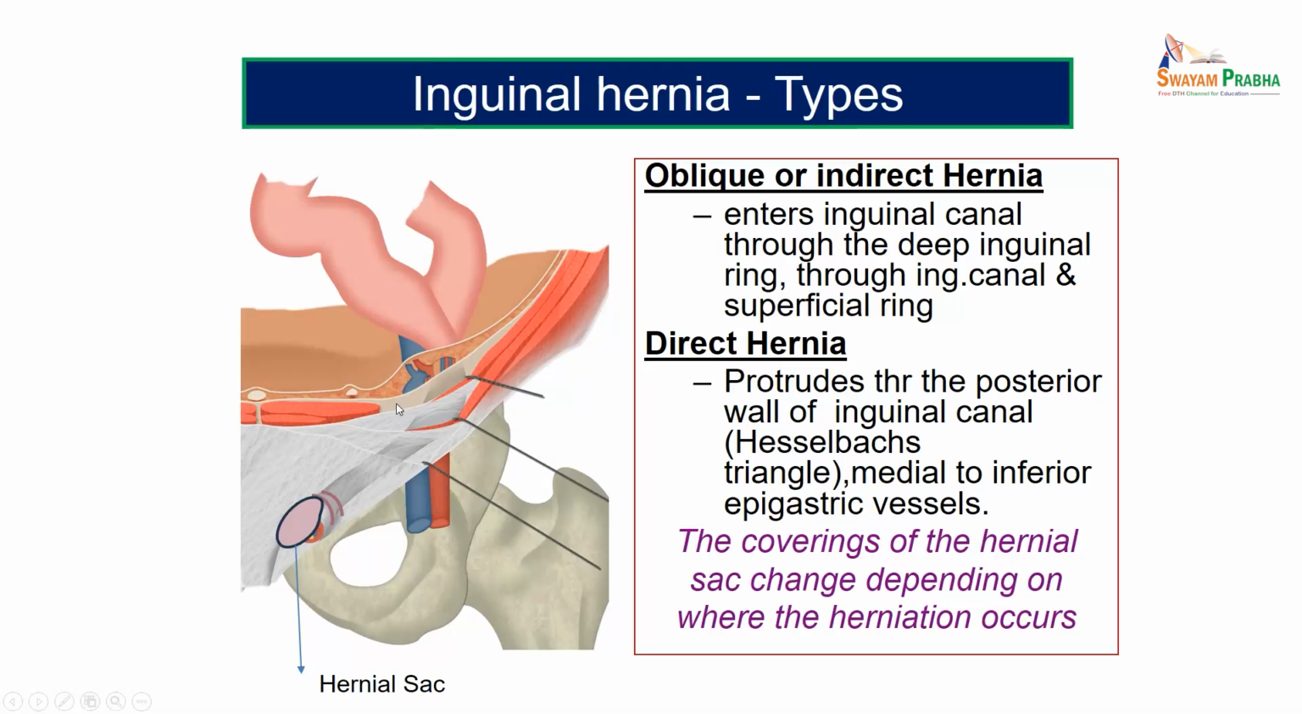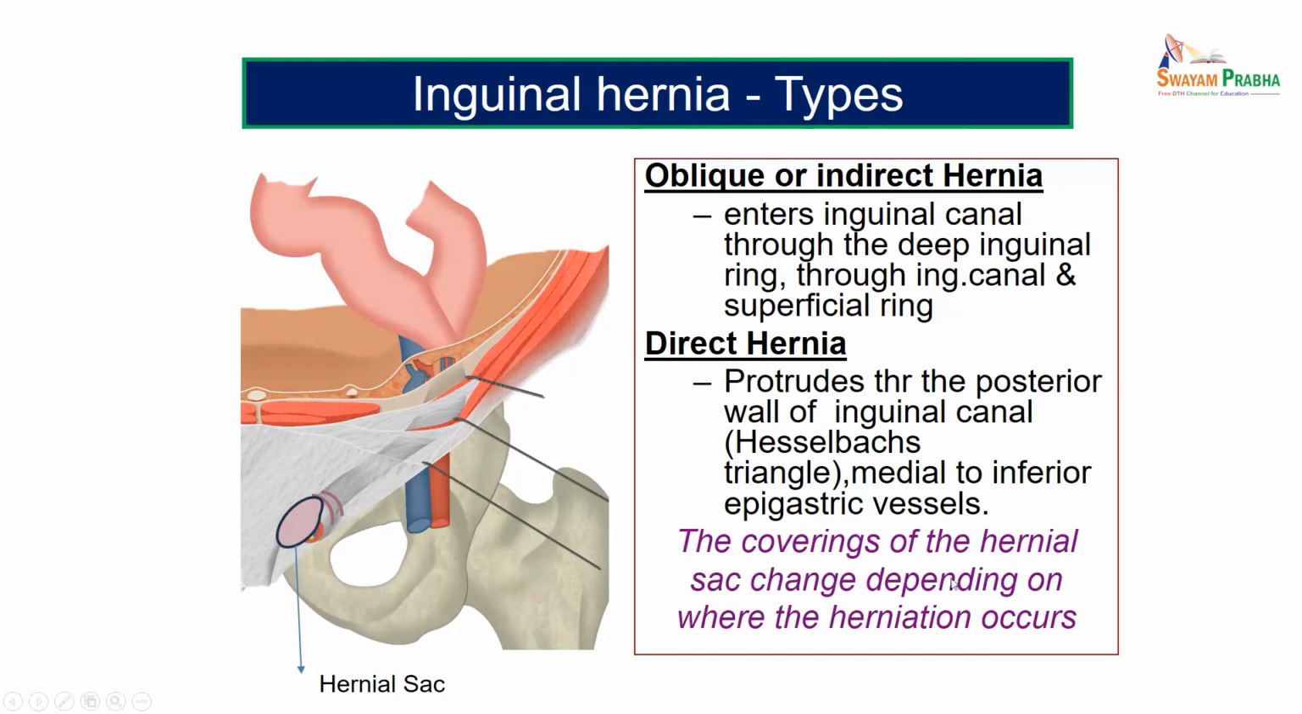Please understand that direct hernia is medial to inferior epigastric vessels. This is inferior epigastric vessels. Intestines protruding medial to it, it is going to be a direct inguinal hernia. As already mentioned, the deep ring is going to be lateral to the inferior epigastric artery, and any content passing through the deep ring, inguinal canal and coming out through the superficial inguinal ring is going to be your indirect inguinal hernia. So, the inferior epigastric artery is an important landmark.